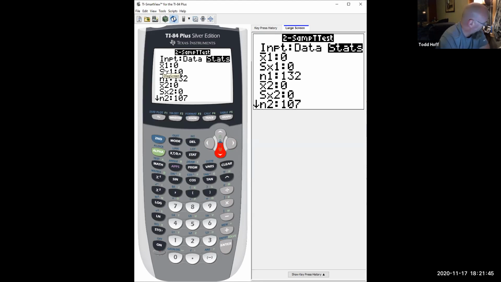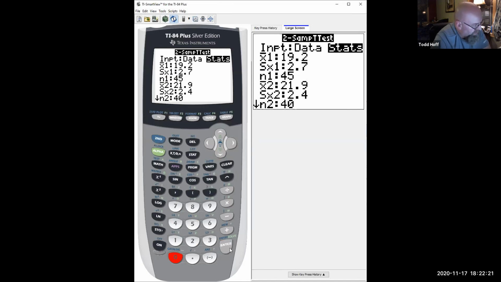X bar 1, the mean of our first sample, is 19.2. Sx1, the standard deviation of the first sample, is 2.7. And n1 is the size of the first sample, which was 45 students. X bar 2, the mean of the second sample, is 21.9. The standard deviation of the second sample is 2.4. And the size of the second sample is 40.